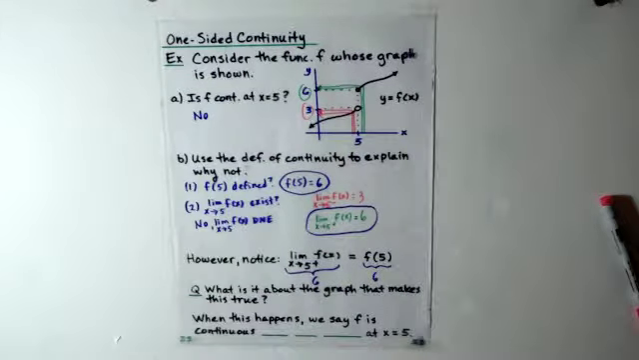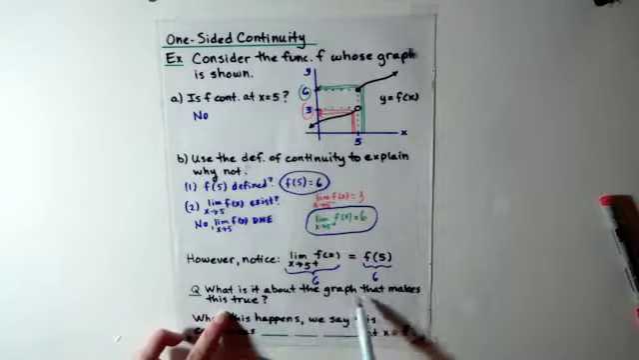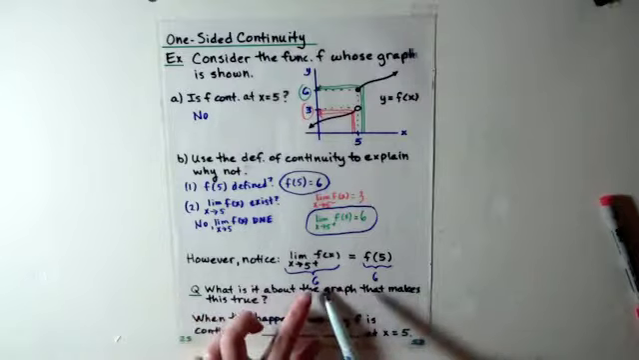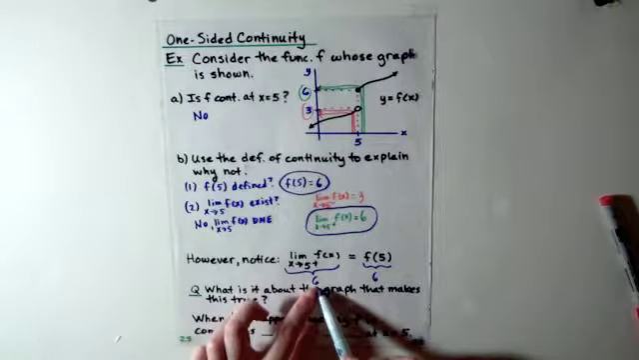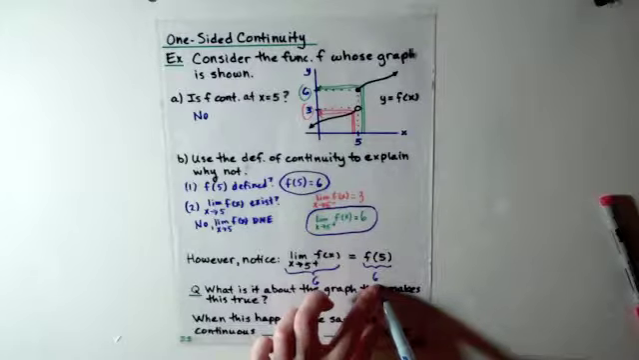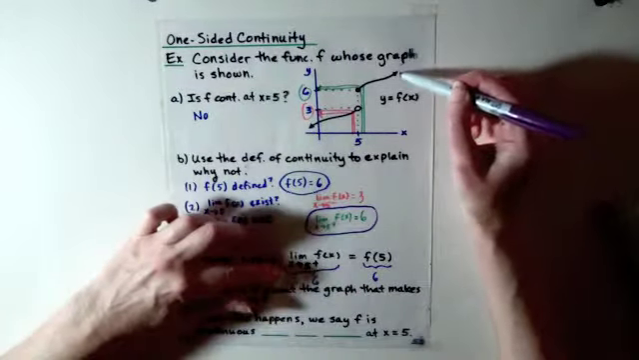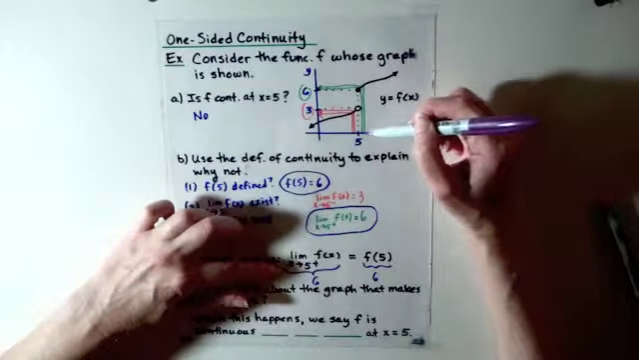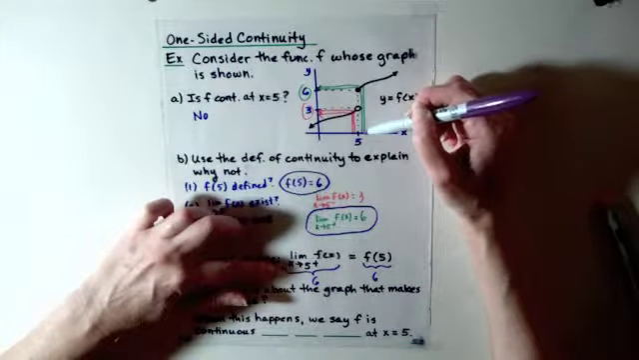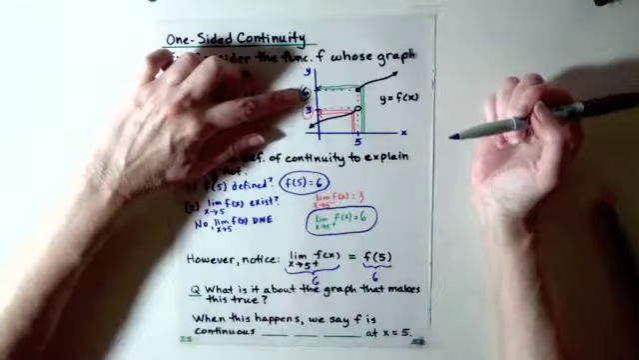In terms of the graph, let's see if we can answer this little question. What is it about the graph that makes this true, that makes the limit from the right side be exactly identical to the value of the function when we plug 5 in? Well, remember the limit from the right we got by approaching 5 from the right-hand side, and we said that these values were getting closer and closer to 6.